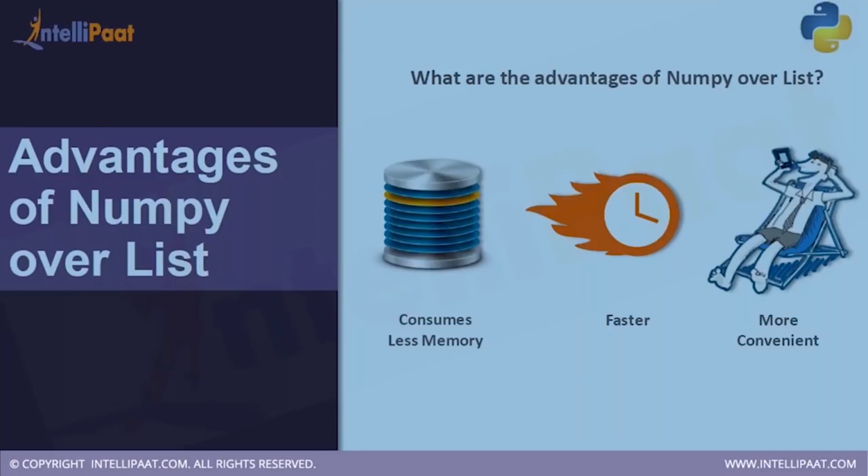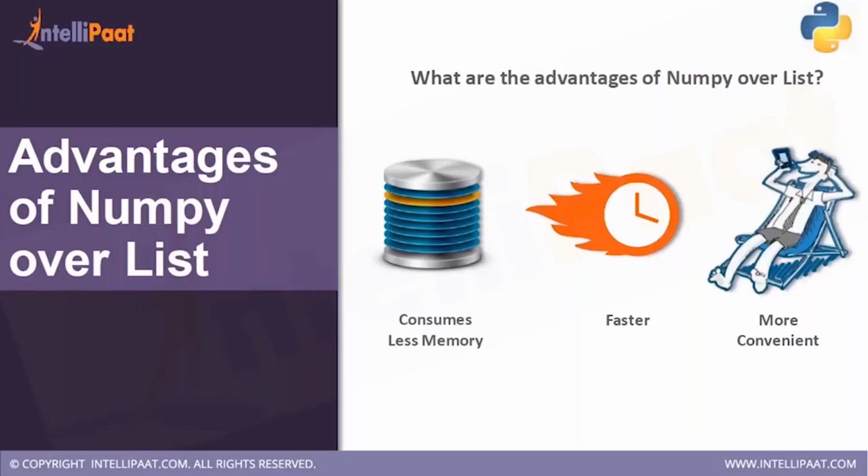What is the advantage of numpy over list? Numpy arrays consume less memory. How? We will see in the next few minutes. Next, it is faster. We will see an example of how much faster numpy arrays can be. And next, it is more convenient. In a list, you didn't have all these methods: sum, min, max, median, mode, concat, h stack, v stack, all these methods that we have discussed till now. We needed to write those on our own. That's why numpy array is more convenient.